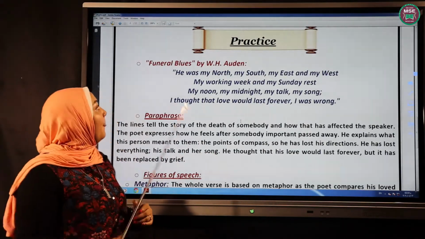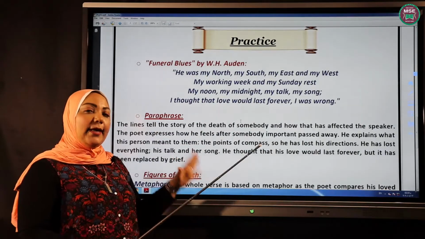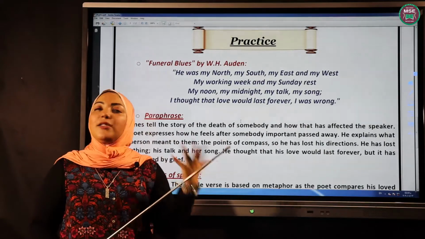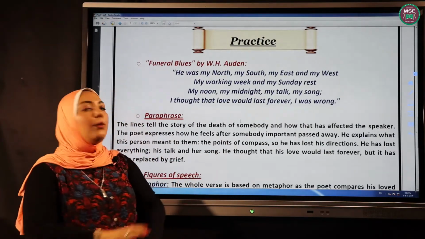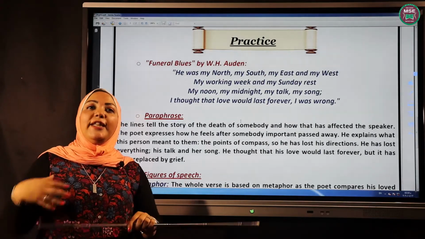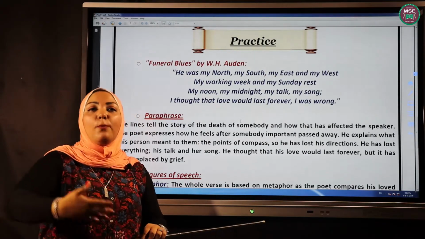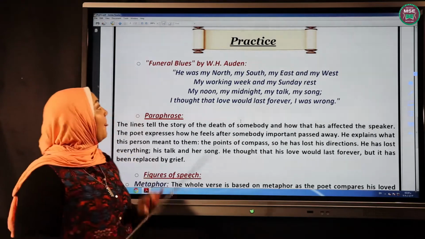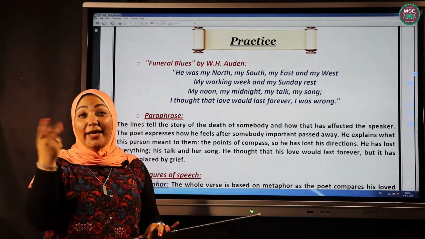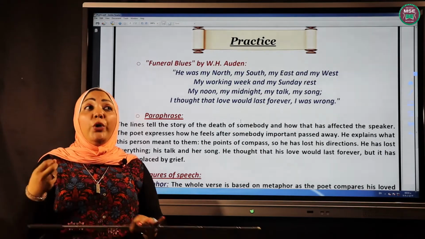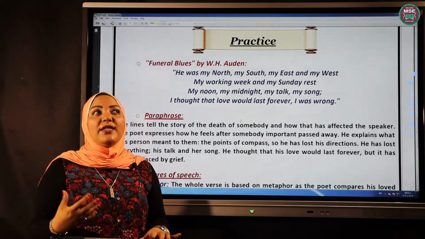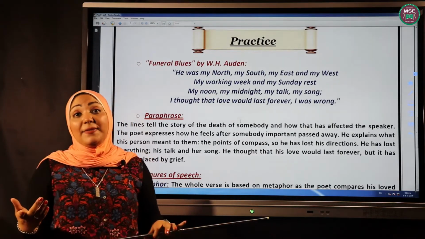Auden, okay? Before reading this stanza or this extract from the poem, I want you to have a look and think about the title of the poem, Funeral Blues. What's funeral? Funeral is actually the ceremony of burying someone who is dead, okay? And blues, if you remember the expression feeling blue, we usually use this expression to express sadness. Okay, so if I said, I'm feeling blue today, it means that I'm sad.